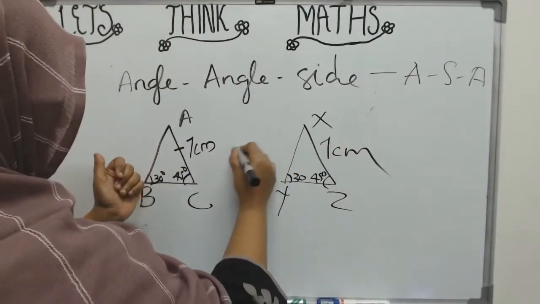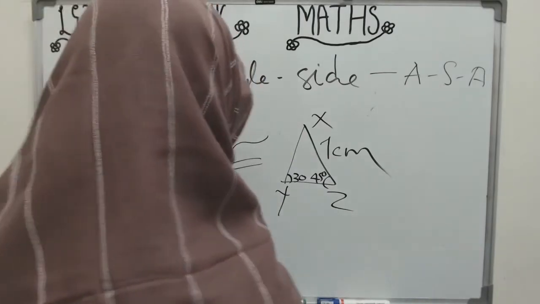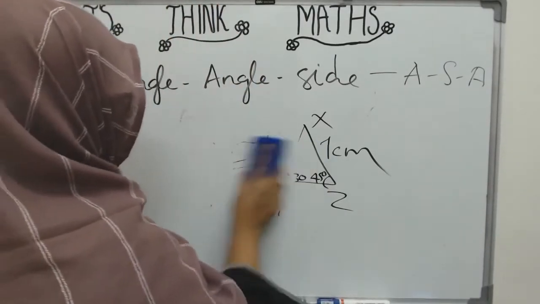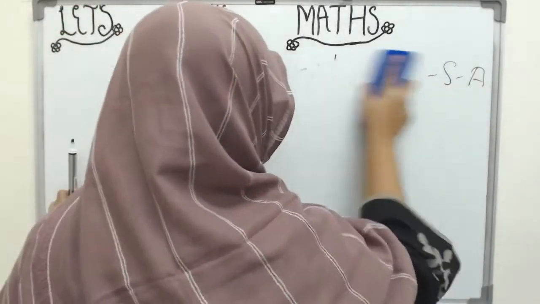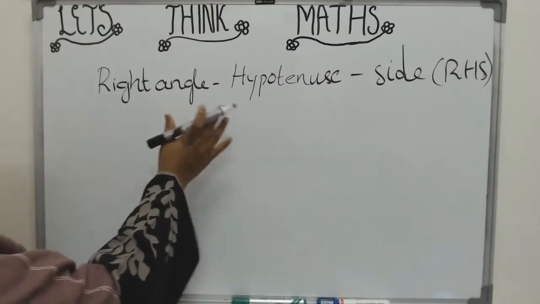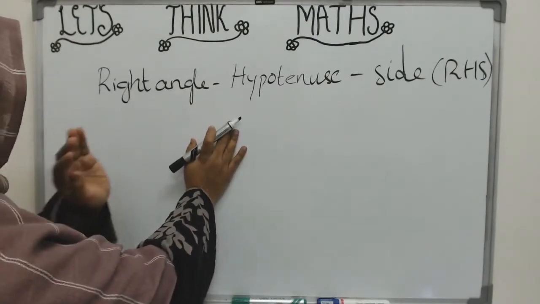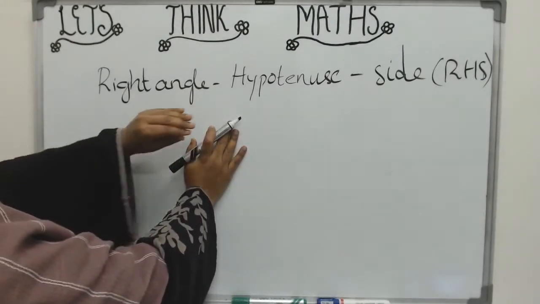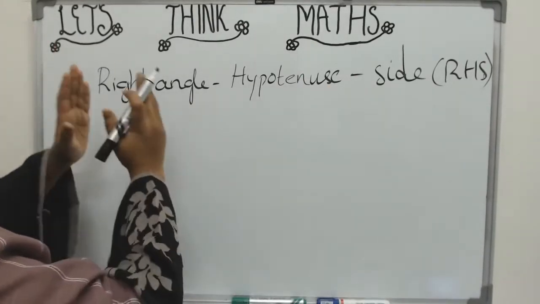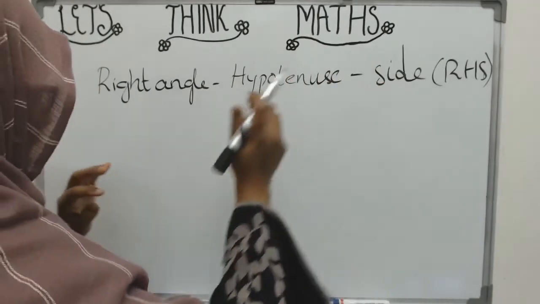Now we come to the last criterion, which is actually a special case, called the RHS criterion. That is only for right angles. Now we come to the last congruence criterion. It is a special case. This is only for right angles. It is called the RHS criterion, or the right angle hypotenuse side criterion.